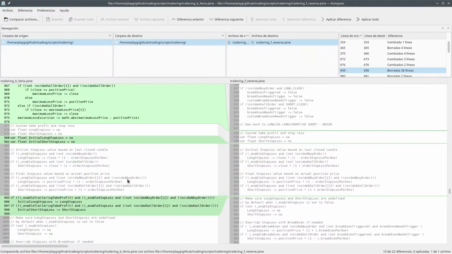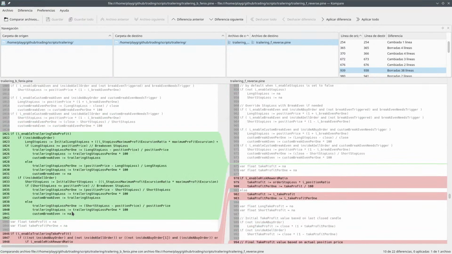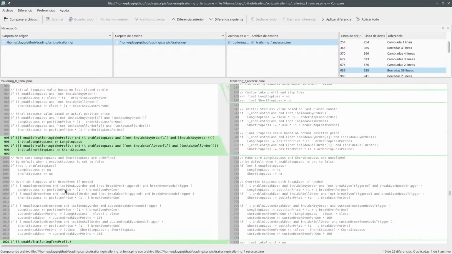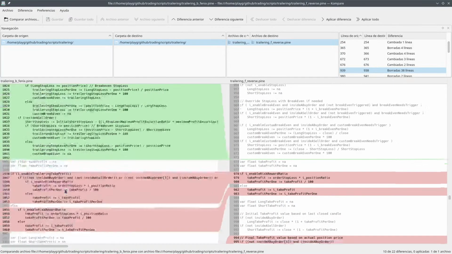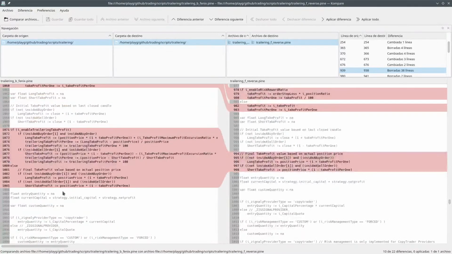Then you have this initial long stop loss, initial short stop loss, which is used later. Yeah, look at that. This is used later in order to do the stuff. Although, yeah, we don't do the same thing for the take profit. Down here, which is this thing here.